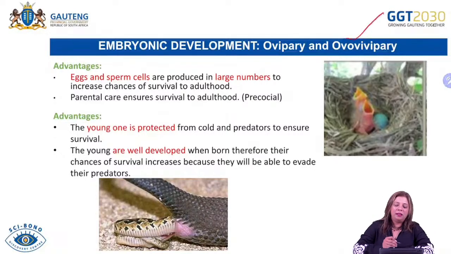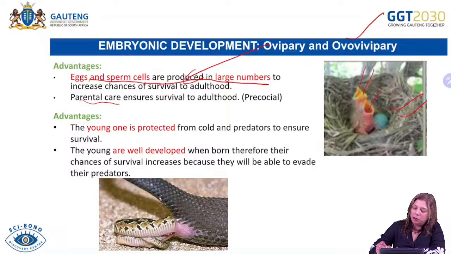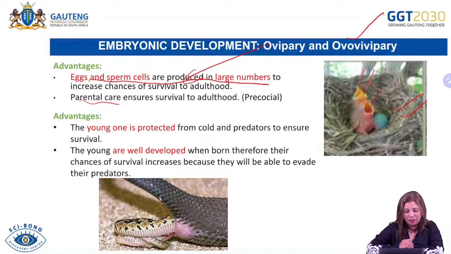So what are the advantages of ovipary? Eggs and sperm cells can be produced in large numbers. And then you have parental care. Okay, there you can see where the eggs are laid, you've got the little birds, and obviously the mama is going to come and bring all the worms there. So there you have parental care, that's the advantage.